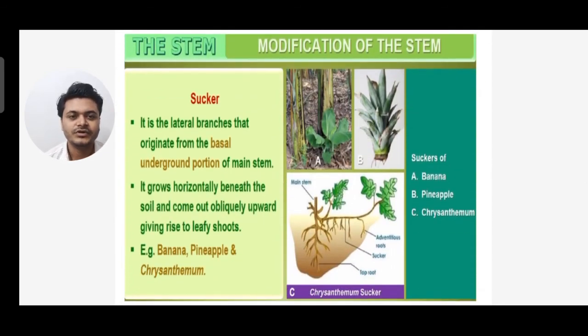Next we have another modification of stem, that is suckers. It is the lateral branches that originate from the basal underground portion of the main stem. It grows horizontally beneath the soil and comes out obliquely upward, giving rise to a leafy shoot. Examples are banana, pineapple, chrysanthemum. These are lateral branches that originate from the basal underground portion of the main stem.